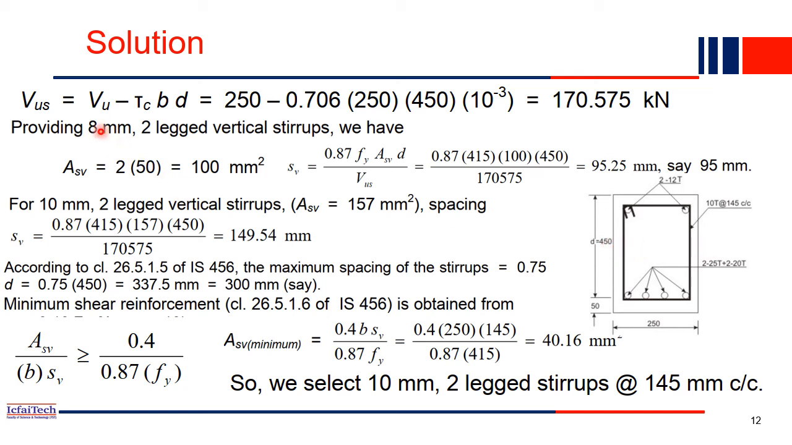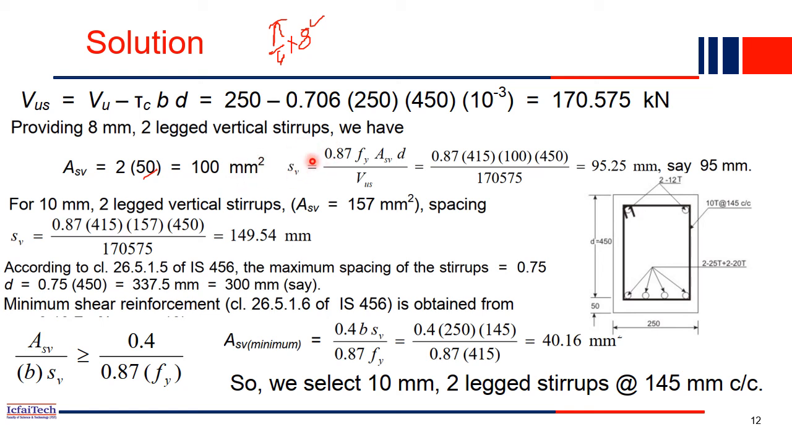So for an 8 mm bar, find out the cross-sectional area of the 8 mm bar. How to compute? Pi by 4 into 8 square, right? Once you do it, you will get something like 50. So one bar has a cross-sectional area of 50. It is two legs, so one leg here, one leg here. Two legs means 2 into 50. So the total area of ASV is 100 mm square.